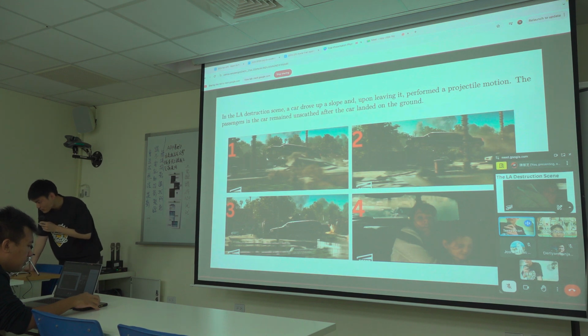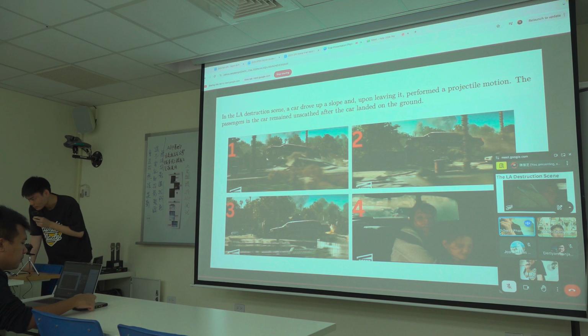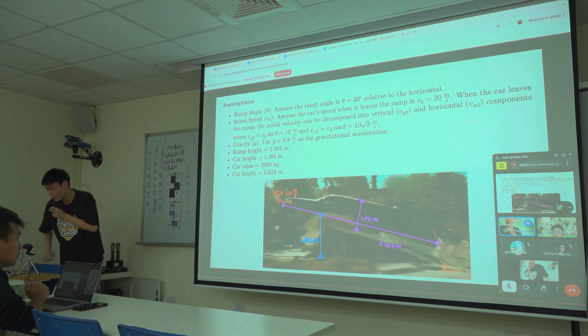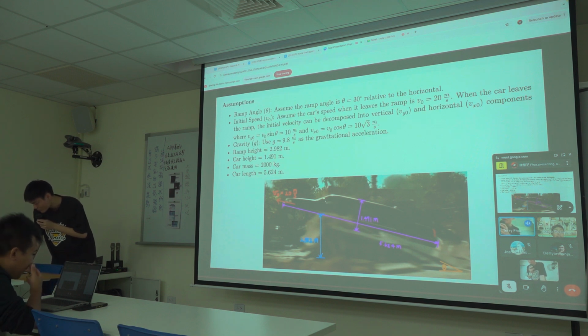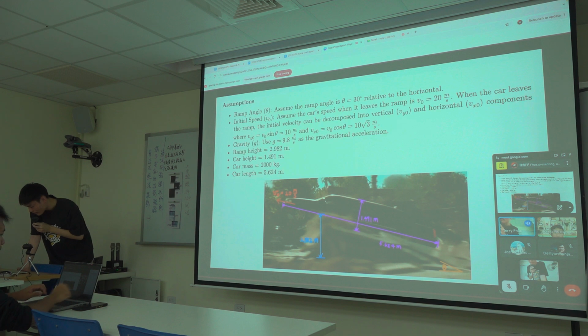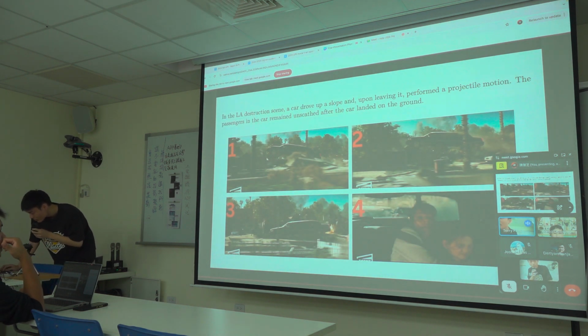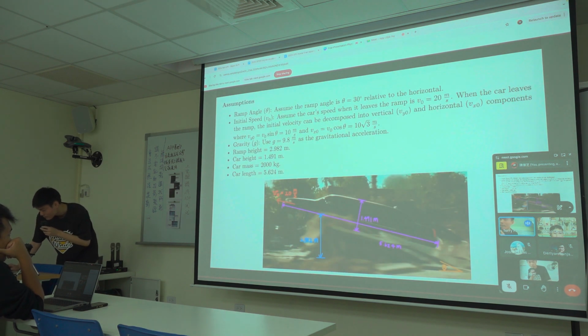In this movie scene, we see a car drive up a ramp-like stone, and upon leaving, it performed a projectile motion. The passenger in the car remained intact after the car landed on the ground. Before explaining where the mistake lies, we first make assumptions on the ramp angle, initial speed, gravity, ramp height, and the height, mass, and length of the car. I will explain where the mistake lies in later slides.